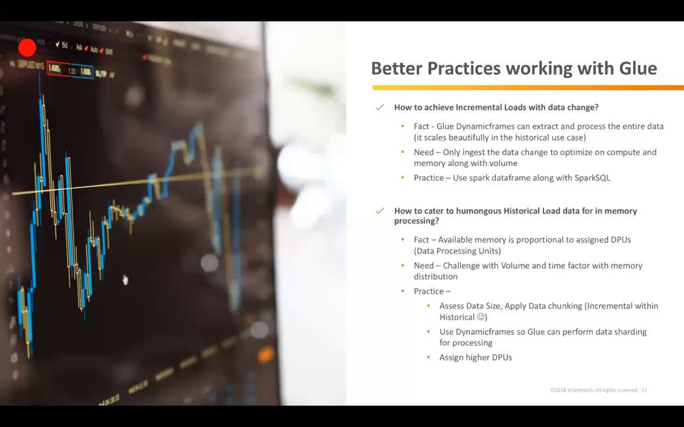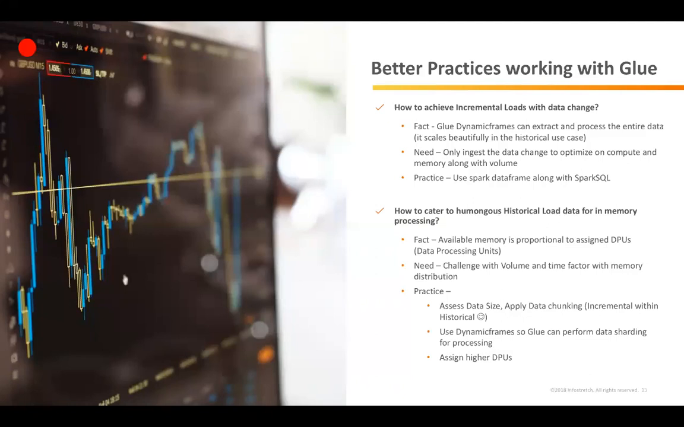Second, and one of the very important questions which we come across is, how do I cater to humongous historical load in a batch processing environment when there is a limited memory allocation available? So with different executions in Spark environment, we have to manage it in an efficient manner. So the challenge is usually with higher volume, we have to factor in a lot of memory allocation and how we distribute that data across different nodes within the cluster.